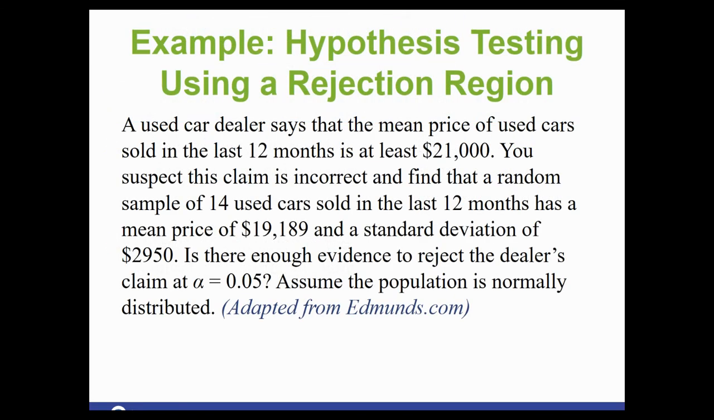Here's our example. A used car dealer says that the mean price of used cars sold in the last 12 months is at least $21,000. You suspect this claim is incorrect and find that a random sample of 14 used cars sold in the last 12 months has a mean price of $19,189 and a standard deviation of $2,950. Is there enough evidence to reject the dealer's claim at a level of significance of 0.05? Assume the population is normally distributed.